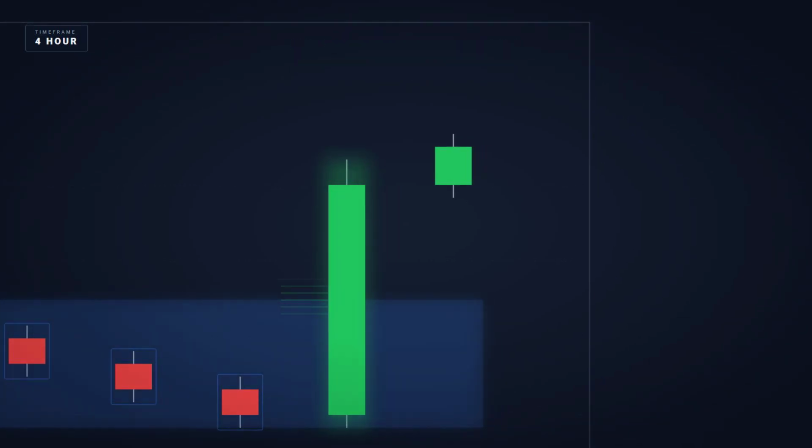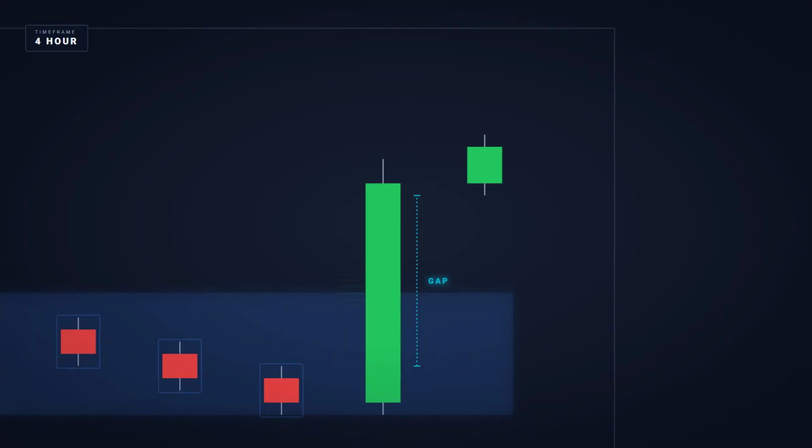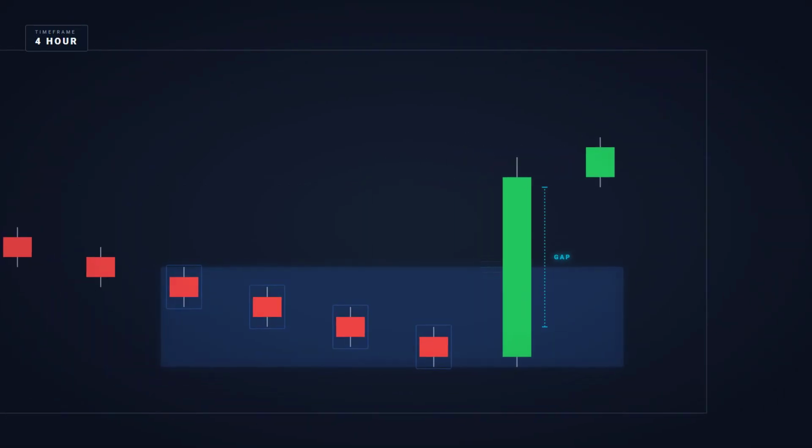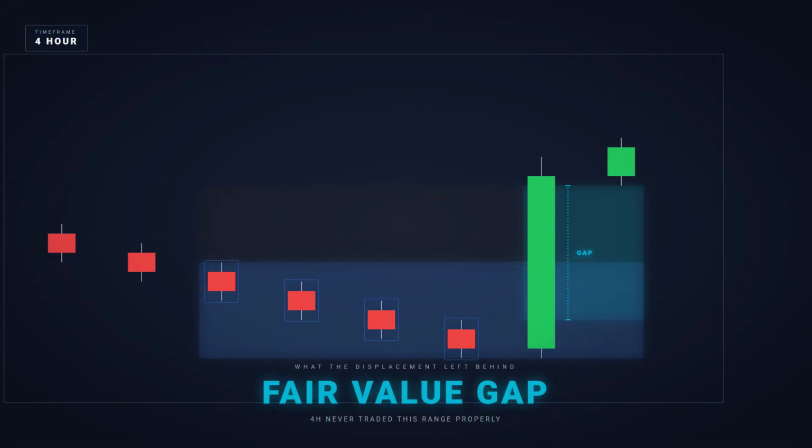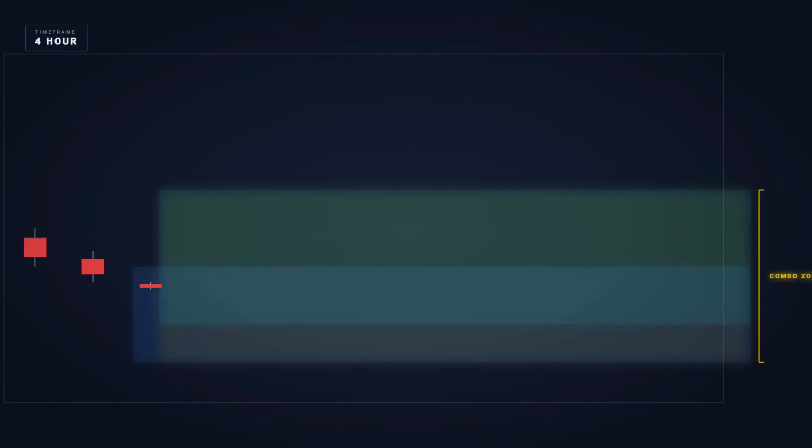Now look at what that displacement left behind. Between the low of the displacement candle and the high of the candle immediately before it, there's a gap. A range of prices where the 4-hour chart never traded properly. The displacement candle simply moved through those levels without the normal back and forth that characterizes balanced price action. That gap is the fair value gap. And notice where it sits. It sits directly inside the order block zone.